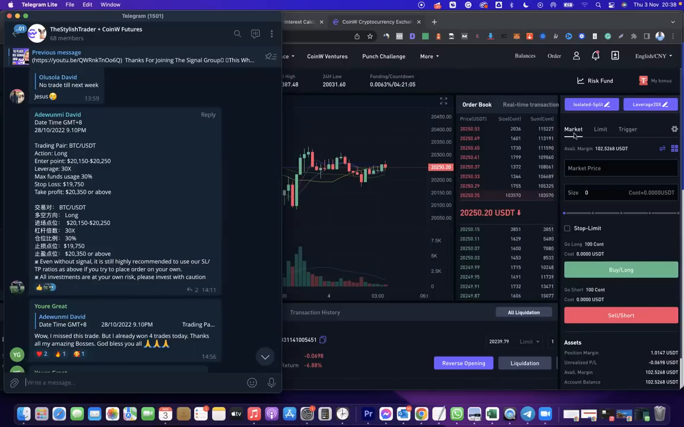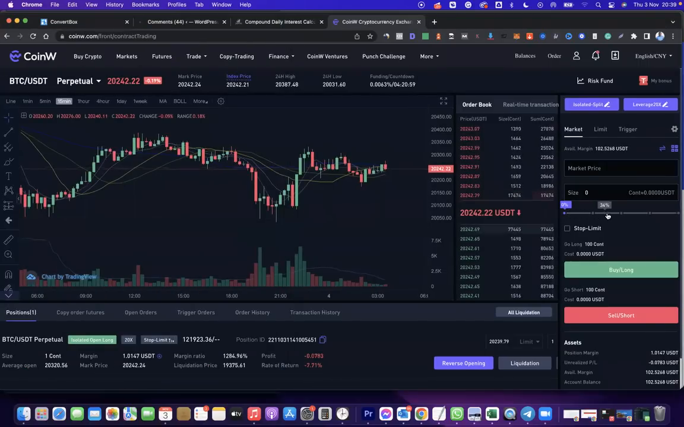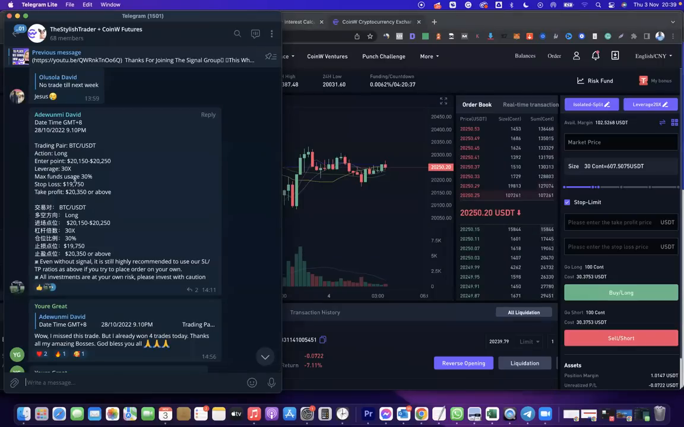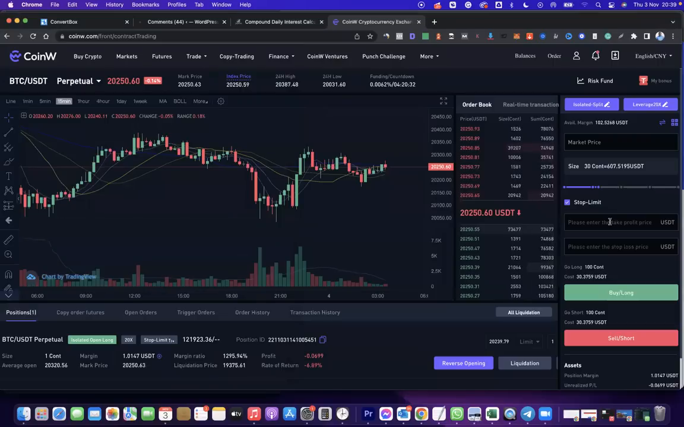So what we are going to be using is market. Here you want to choose your percentage usage, which is 30%. After that, you want to enter your stop limits and take profit. This is the profit price, and this is the stop loss. Let me go back there. We have stop loss, which is 19,750. So 19,750 is going to go here.